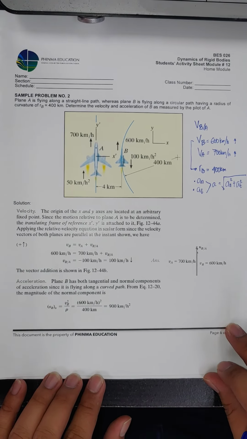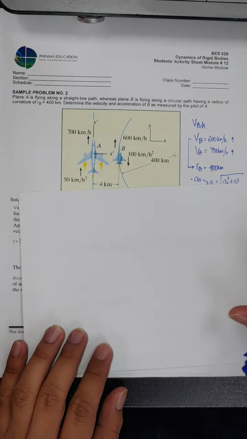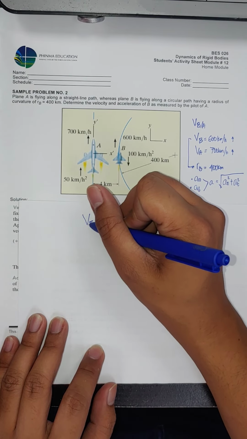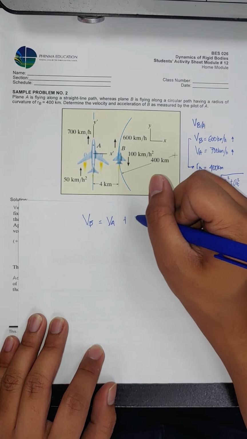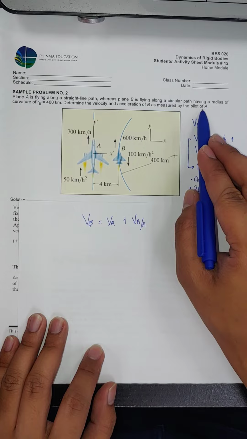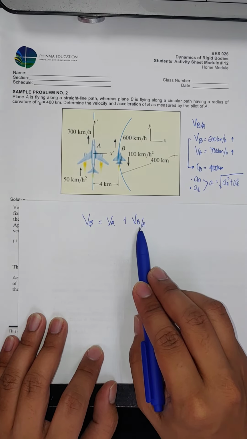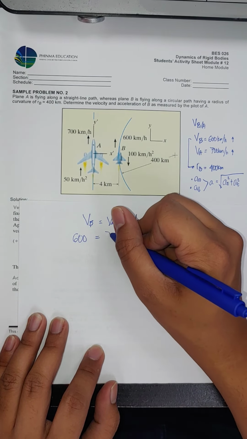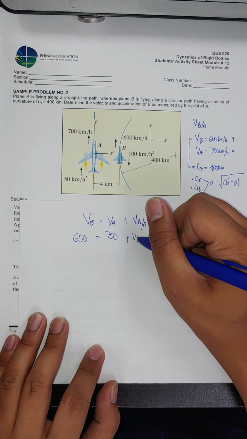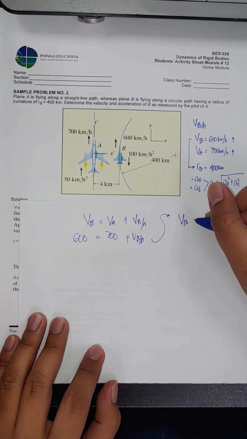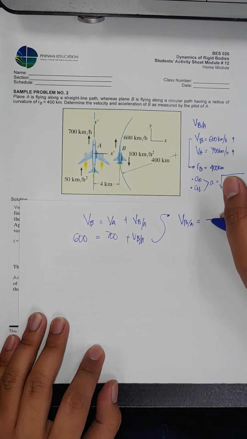Okay, so let's start solving, no? Since we already know what we are looking for, we can establish an equation. We have the velocity of B is equal to the velocity of A plus the velocity of B relative to A, or the velocity of B as measured by the pilot of A. So what is the meaning of this? Our velocity of B is 600 kilometers per hour, our velocity of A is 700 kilometers per hour, plus the velocity of B with respect to A. So we get the velocity of B as measured by the pilot of A equal to negative 100 kilometers per hour.